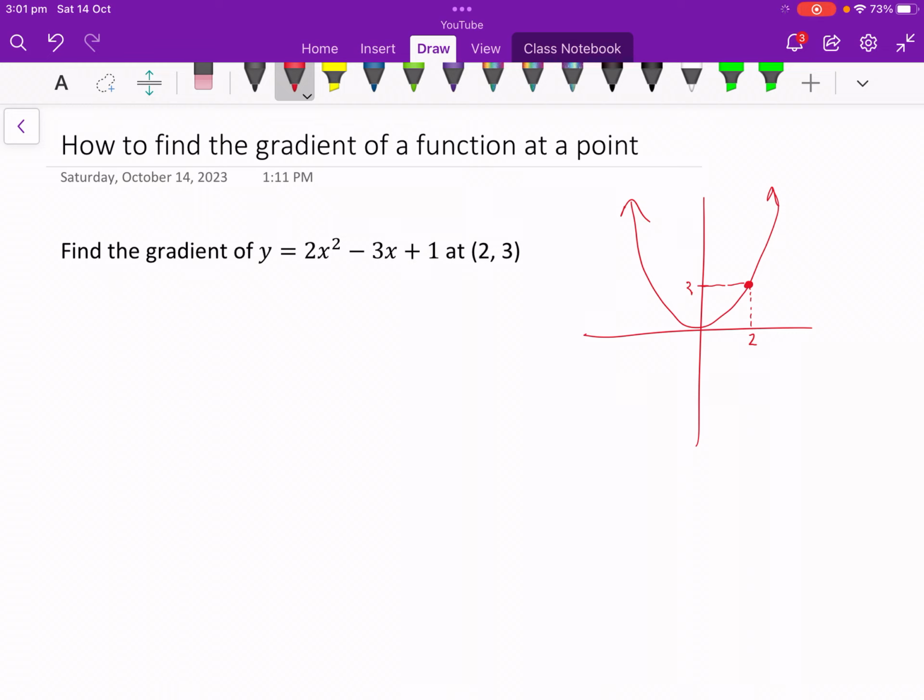So the first thing is, if you've got the word gradient, and you're given something that's not linear, the first thing you probably need to do is to differentiate. So let's do it. y equals 2x squared, take 3x plus 1. dy/dx is equal to 4x, take 3, remembering that 1 disappears.